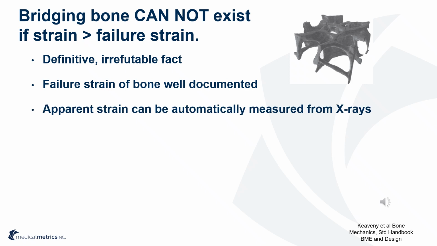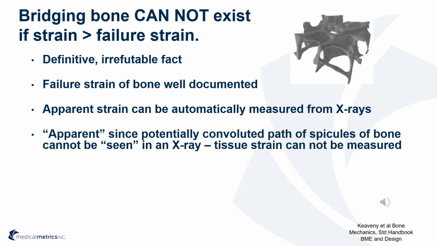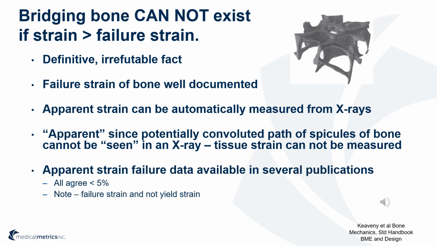We can measure the apparent strain across a spine fusion site from flexion-extension X-rays. We cannot measure the strain that occurs in individual spicules of bone from X-rays, so we reference the overall apparent strain. Multiple studies agree that the apparent strain is under 5%, and work of Kivini et al. and others document trabecular bone failure strains of less than 2%.